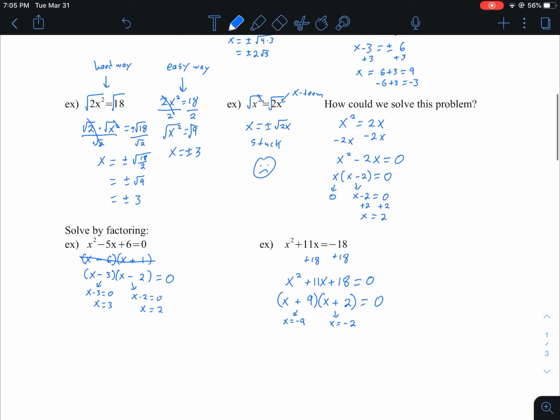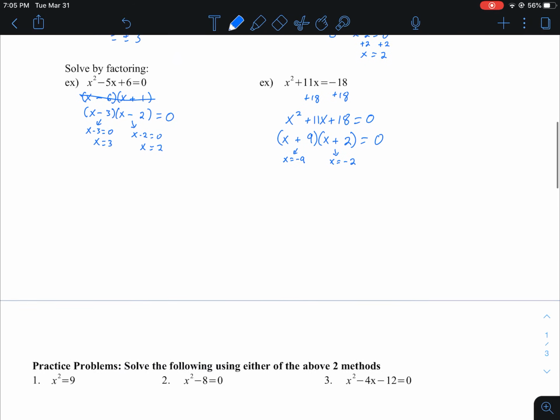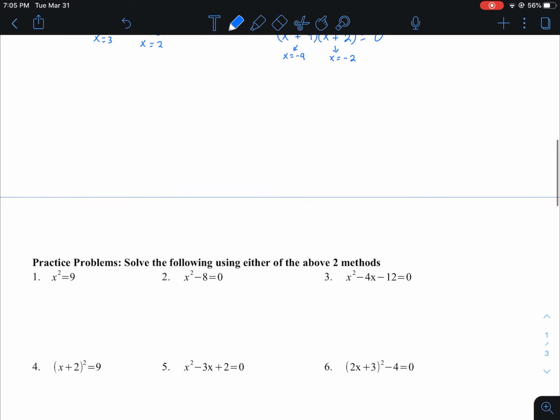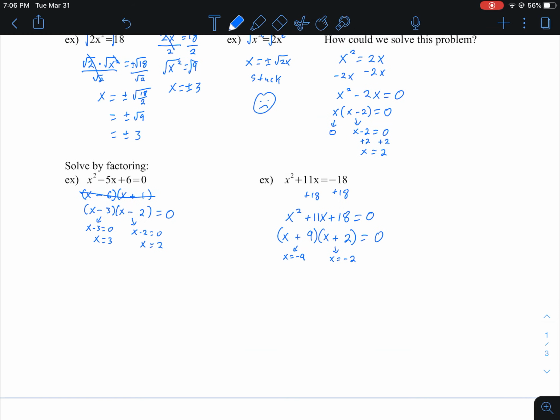So these are our two favorite methods, square rooting both sides and factoring. See if those methods work down here. I believe all of these problems are solvable by one of the two methods. So good luck, and we'll talk to you soon if you have any questions.